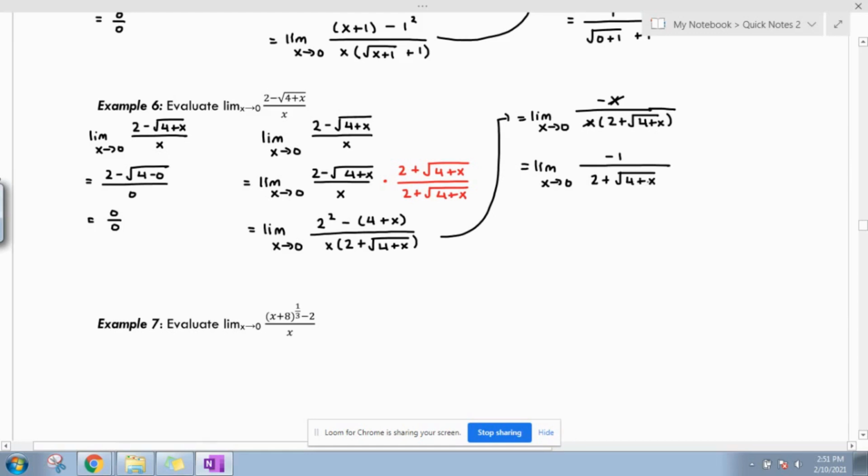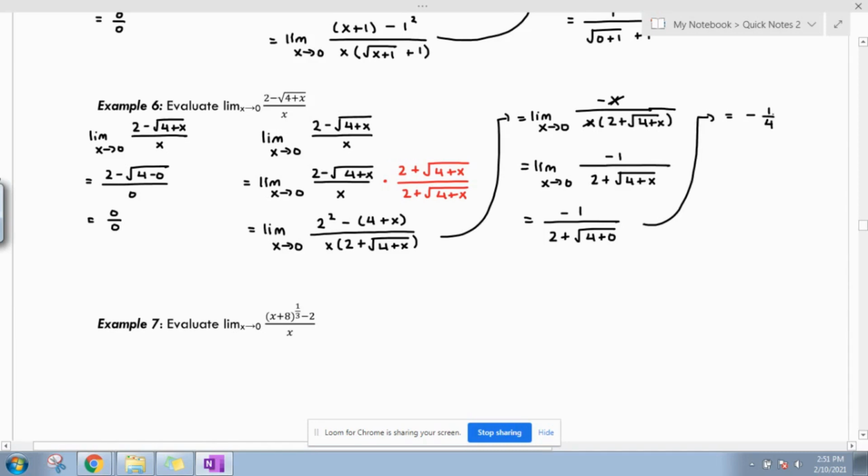At this stage, after simplifying, you notice that if you did a direct substitution of plugging in 0 for x, you should have no problems, which means that I can do a direct substitution now. So I'm going to do negative 1 over (2 plus the square root of 4 plus 0). If I simplify that, I'm going to end up getting negative 1/4.